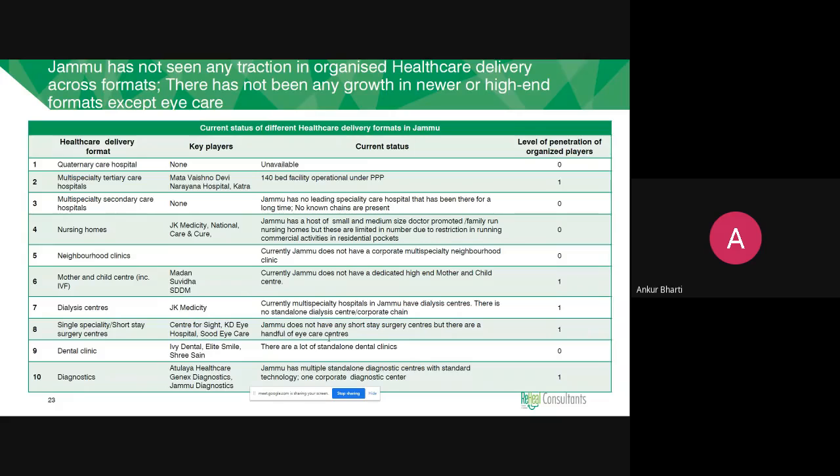So this was the analysis of each type of medical delivery system: quaternary care, multi-specialty, nursing homes, neighborhood clinics, all those. And what was the penetration in the population? That's what is explained here.